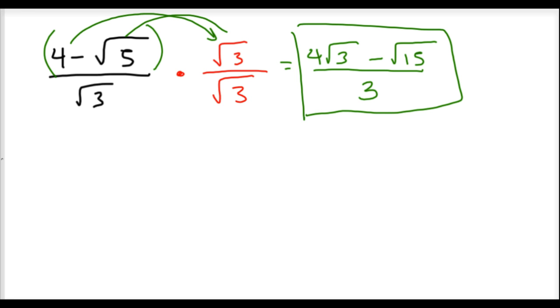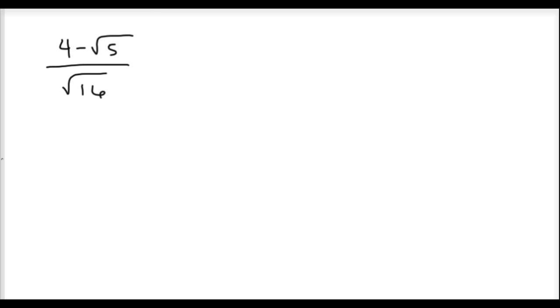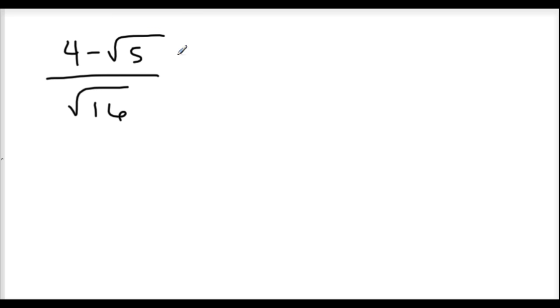Next one. 4 minus radical 5 times... radical 16. Look at your problem. Can I do anything? Yeah, radical 16, I could actually take the square root of that. So 4 minus radical 5 over 4.